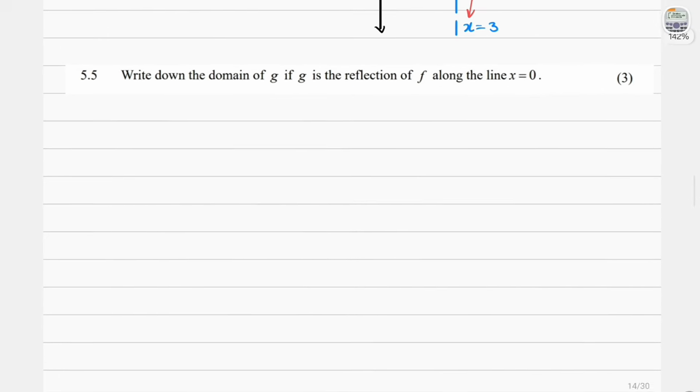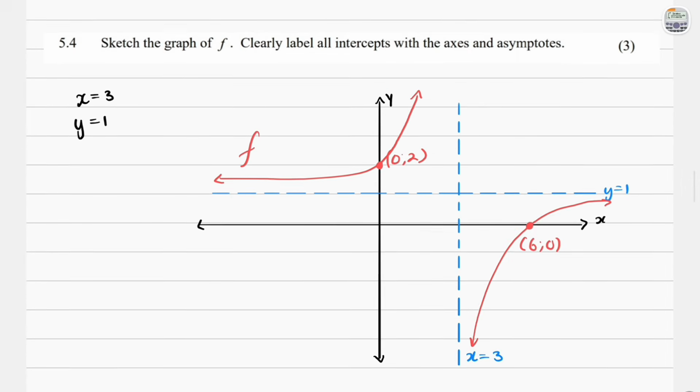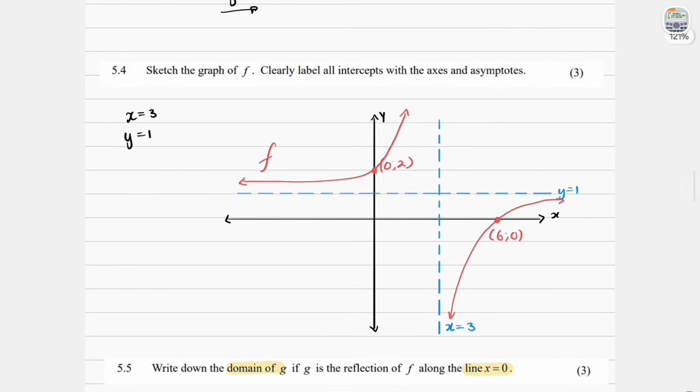Question 5.5 says, write down the domain of g if g is the reflection of f along the line x equals 0. Okay, let's understand where that line is and what it looks like. x equals 0. Notice if the equation of a line starts with x equals, it means that it is a vertical line. So this is x equals 3, x equals 0 is here. So this graph g has been reflected across the y-axis. If it's reflected across the y-axis, then all the x values of the graph of f will change.